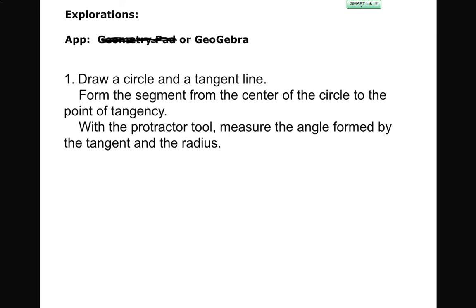Okay, for those of you that are having trouble getting it set up, here's what it should look like. It should have a circle, and there's a point on here where there's a tangent line, then you're connecting those two and measuring this angle. You should find that that angle is 90 degrees. We have a theorem that tells us a tangent and a radius are perpendicular at the point of tangency. Raise your hand if you got that to work on GeoGebra.